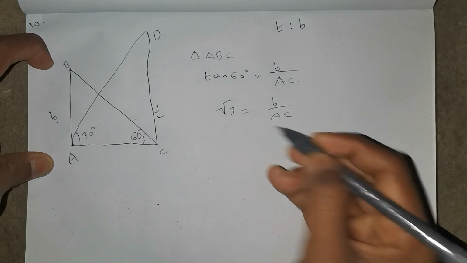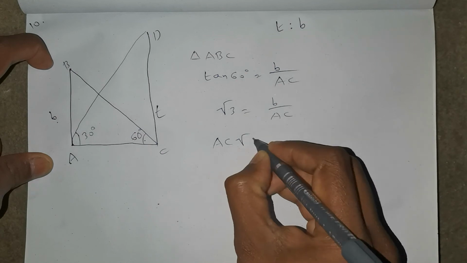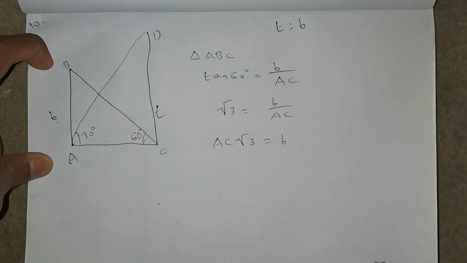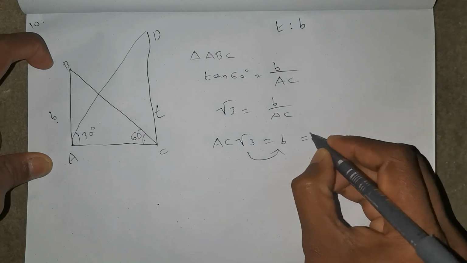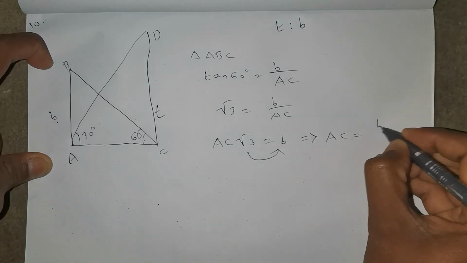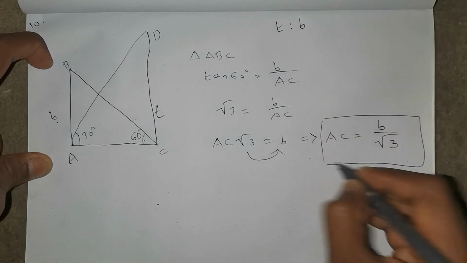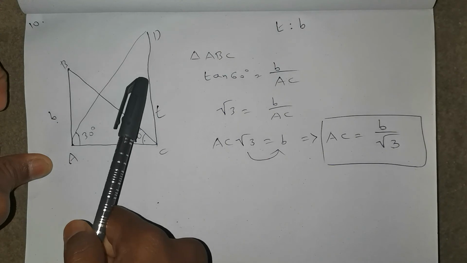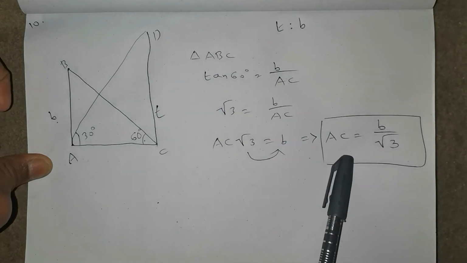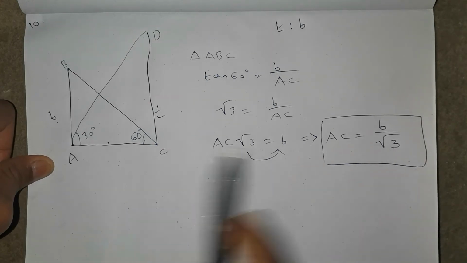And AC I will take to the left side. So AC into root 3 is equal to B. Now I will bring root 3 to the right side. So we will get AC is equal to B divided by root 3. Here AC is the common base for the smaller triangle as well as the bigger triangle. That's why I am trying to bring an equation for AC. Next I will go with the bigger triangle: 30 degrees, opposite, adjacent.